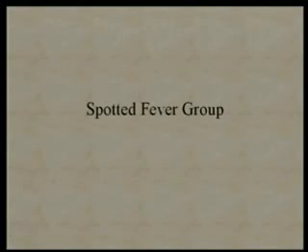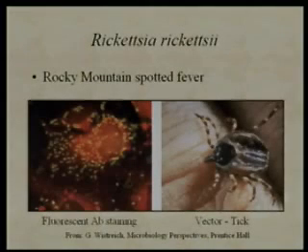All right, so let's look first at the spotted fever group. The first organism, Rickettsia rickettsii, the causative agent of Rocky Mountain spotted fever. And here's a fluorescent antibody staining, using fluorescent antibodies to detect the rickettsial antigens in the infected cells. And there's our vector, the tick.